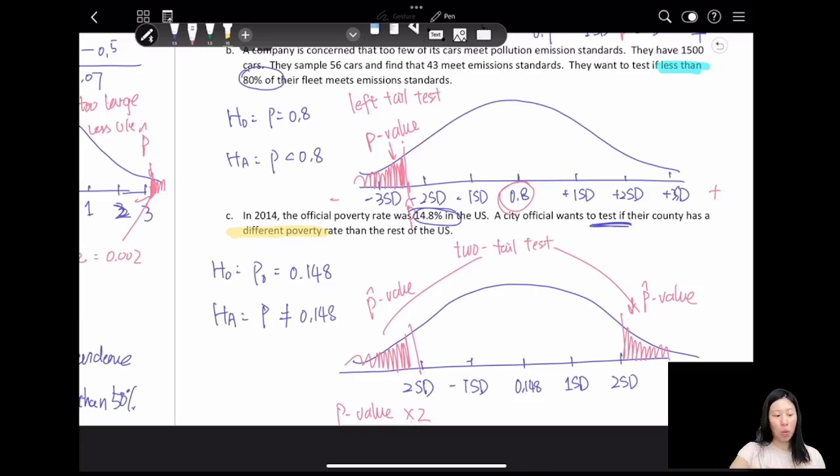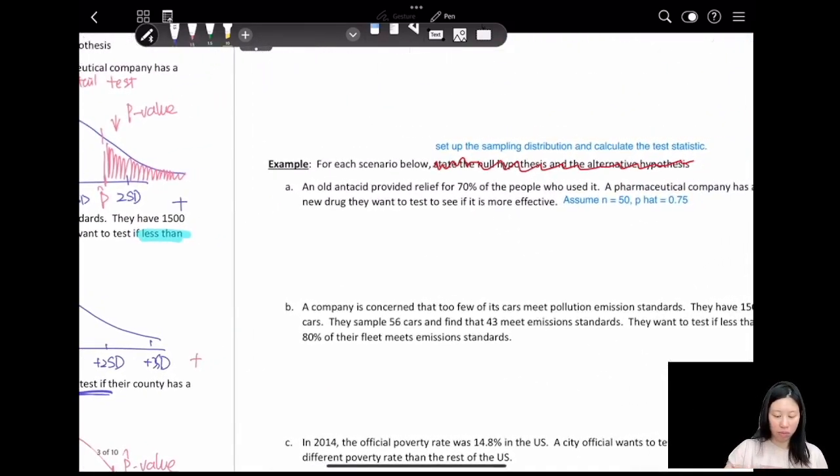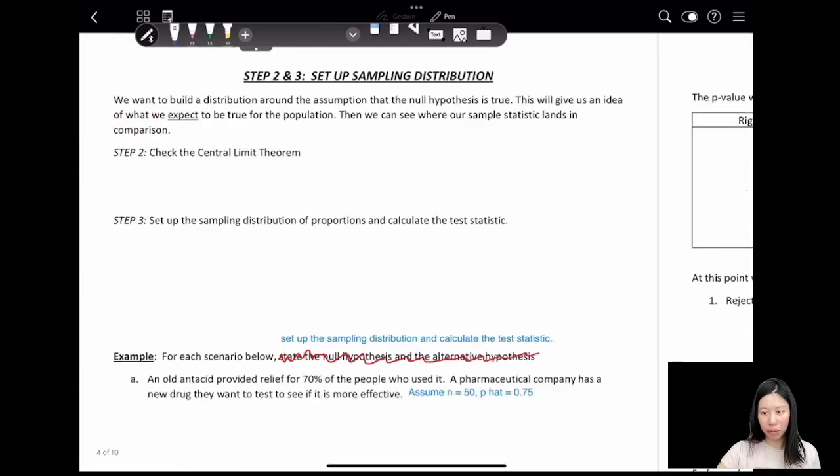Okay, so what's the next step? The next step is how do we set up the sampling distribution? Always remember the first thing you need to do is state the null and the alternative hypothesis. The second thing to do is to check the central limit theorem. There are 3 things: independence, randomization, and the success and failure condition.